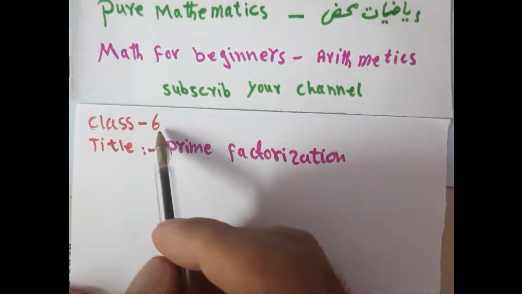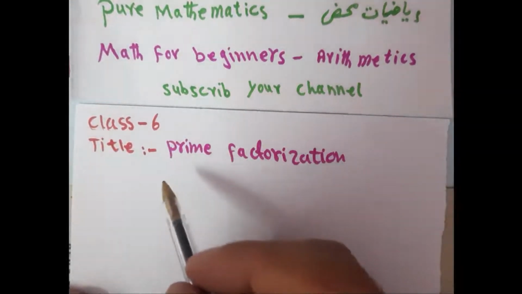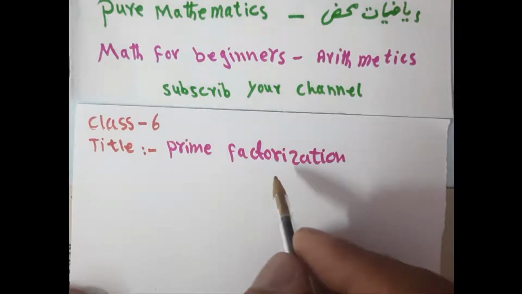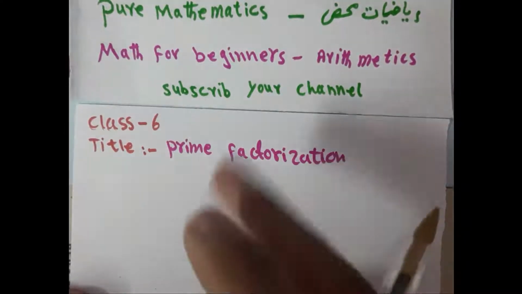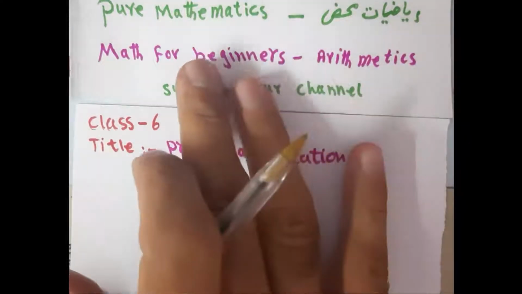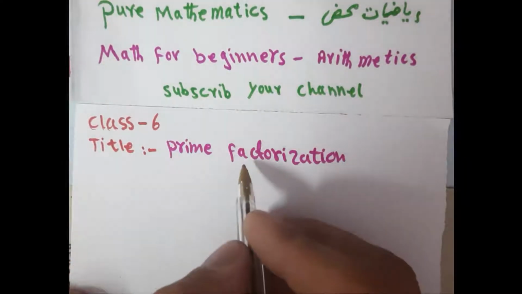It is class 6. Today our title is prime factorization. Here in this class we will explain two concepts, prime factorization and GCD of numbers. First, we want to define prime factorization.